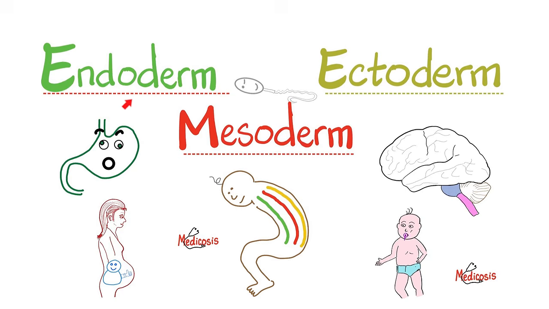What are the derivatives of the endoderm? What are the derivatives of the mesoderm? And what are the structures that are derived from the ectoderm?